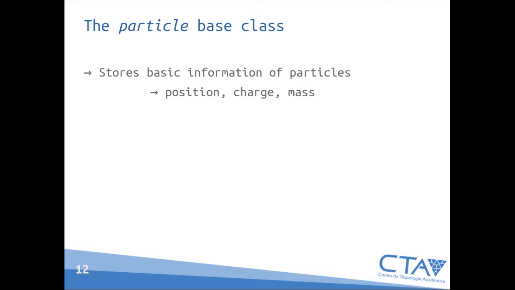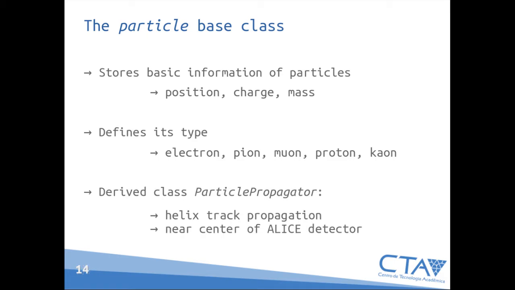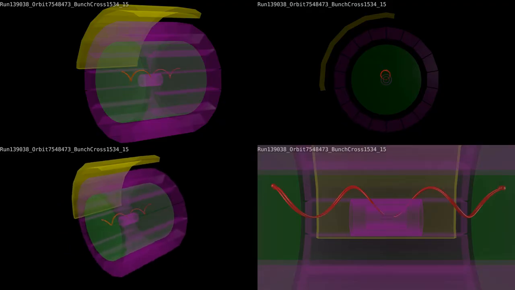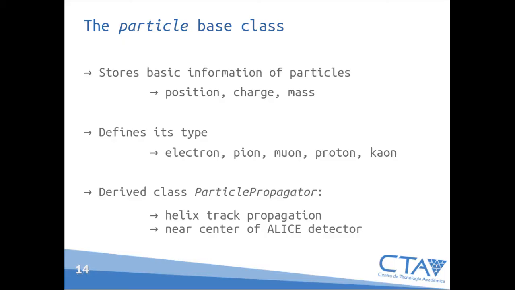All of the collected data is then passed down to a particle object, which is a base class whose variables include the initial position, charge, and mass. It also defines the particle's type from its mass, as long as it is an electron, pion, muon, proton, or kaon. Since particle propagation is utterly dependent on the experimental setup, different propagation models are implemented in classes derived from the base particle class. The particle propagator derived class presented here corresponds to a simple helix track propagation model suitable to describe charged particle trajectories near the central regions of the Alice detector. Unfortunately, decays are not implemented yet.